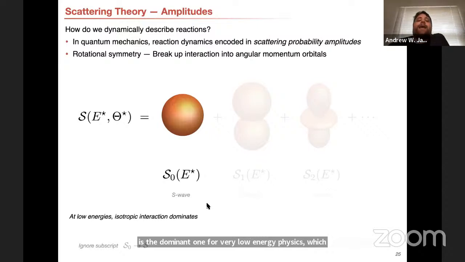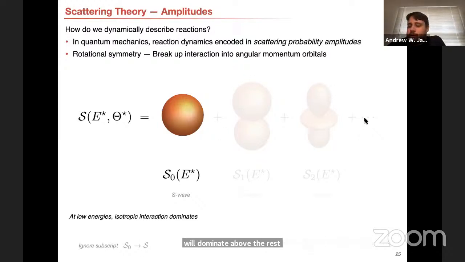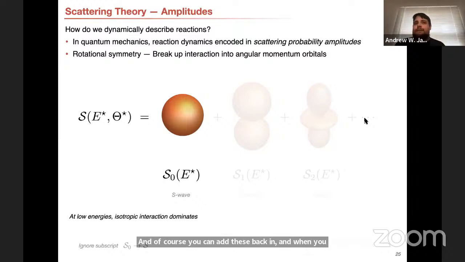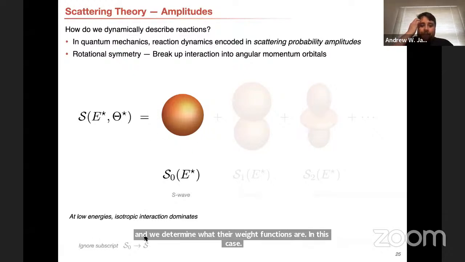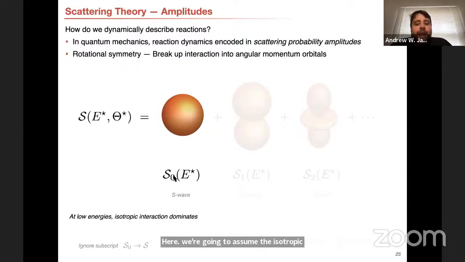So this is my justification for why we're going to ignore the angular dependence: at low energies, this amplitude will dominate above the rest. Of course, you can add these back in, and in an actual analysis of scattering data, we do this. We include as many angular momentum contributions as we need to describe the system, and we determine what their weight functions are. In this case, we're going to assume the isotropic type of distribution, so there's no angular dependence. And instead of writing S0 everywhere, I'm just going to replace it by S.